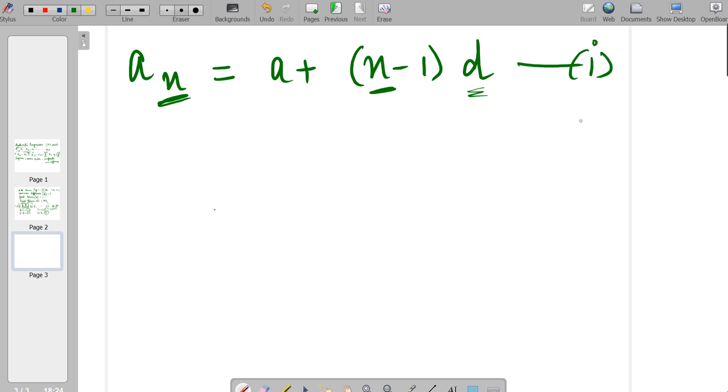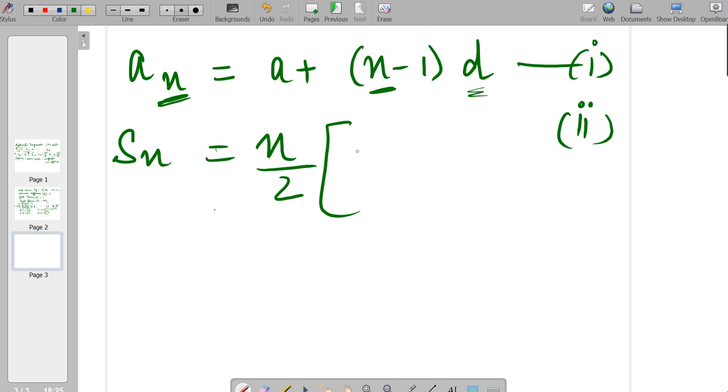Now, there is one more. They can ask you to find the summation, or find the sum of the series. Suppose they have given you a set of numbers placed in AP, and they will ask you to find the addition of all the terms. So what you will do? Suppose you have an n number of elements in a series. So the summation Sn is equal to n by 2 in brackets 2a plus n minus 1 into d. This is your equation number 2.